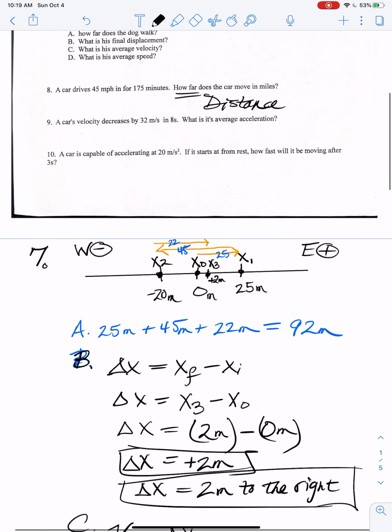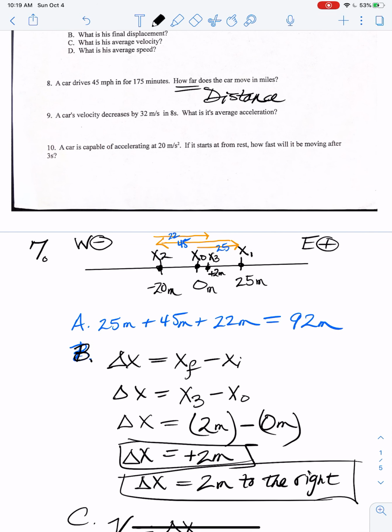Okay. Number 10. A car is capable of accelerating at 20 meters per second squared if it starts from rest. How fast will it be moving after 3 seconds? Okay, so what do we know here? Well, we know acceleration. Rest, that means it stopped.